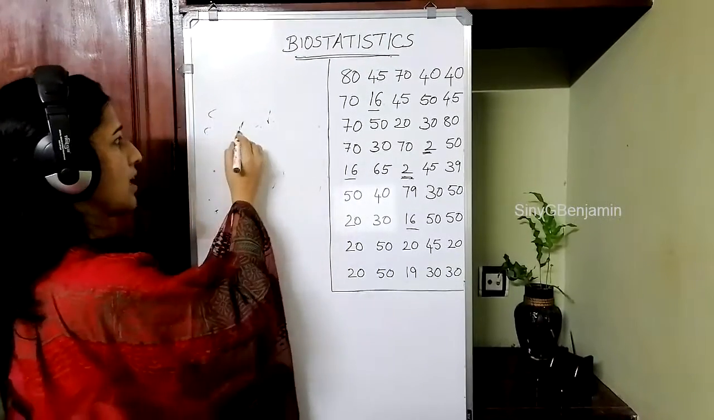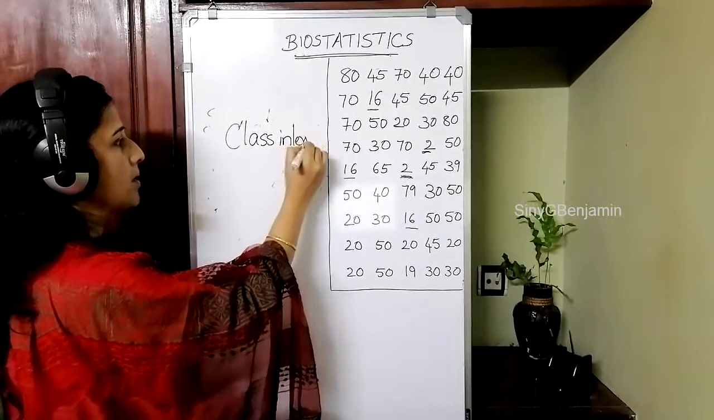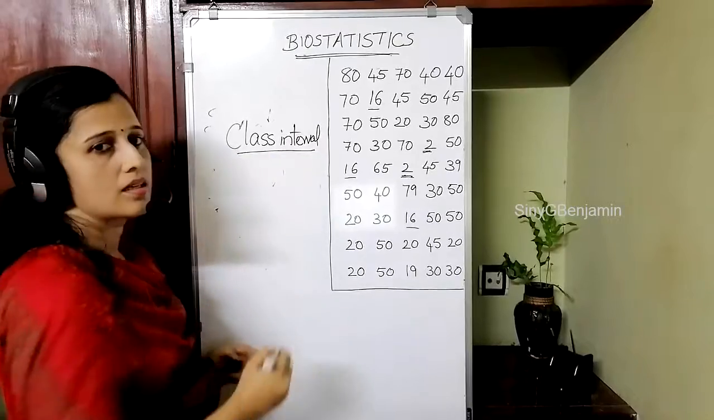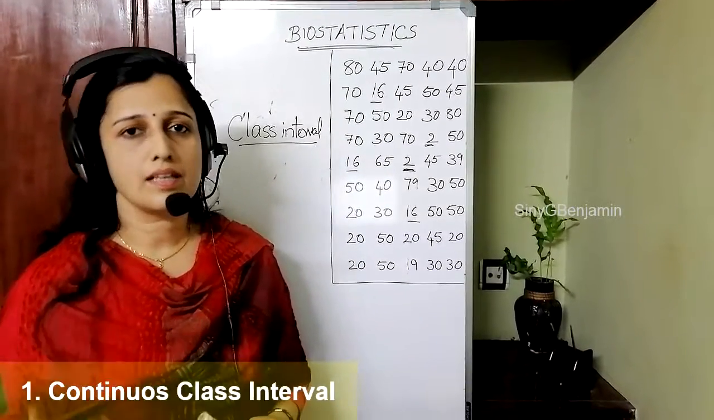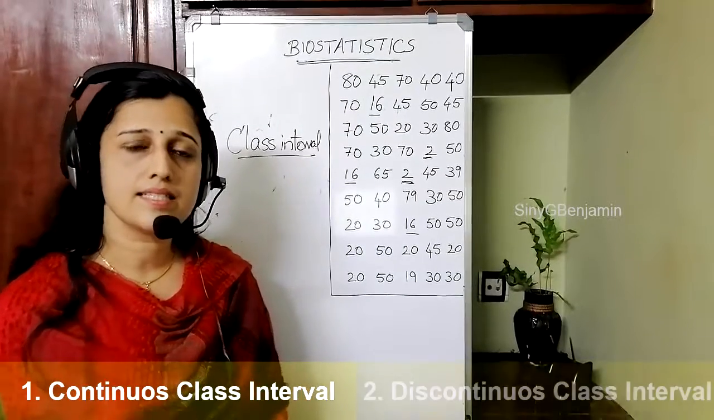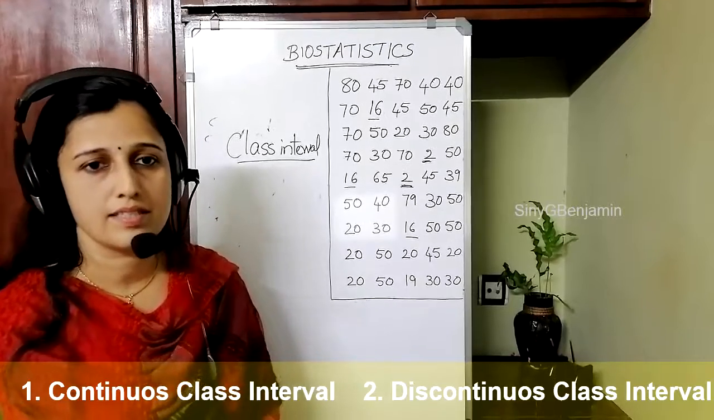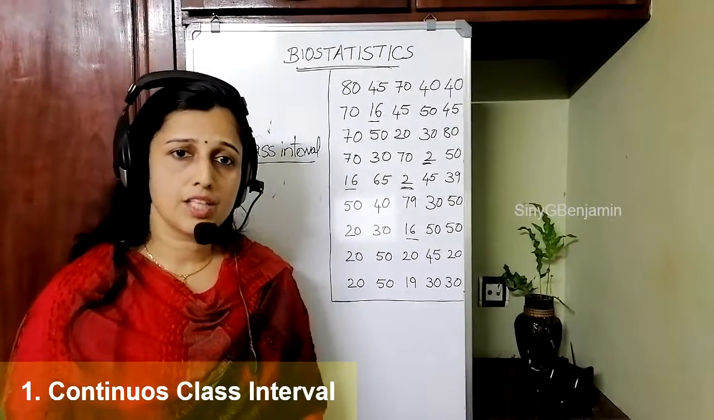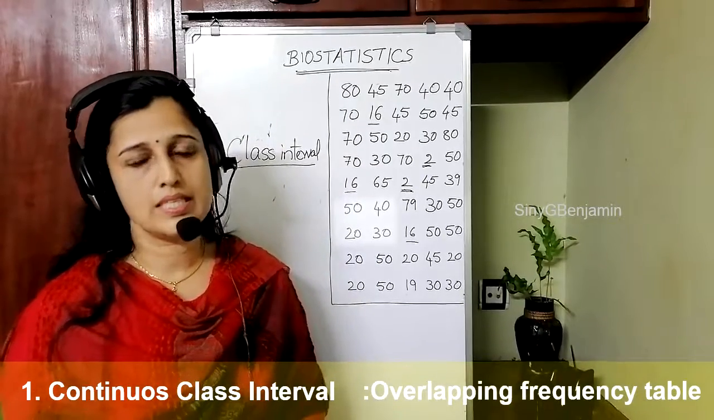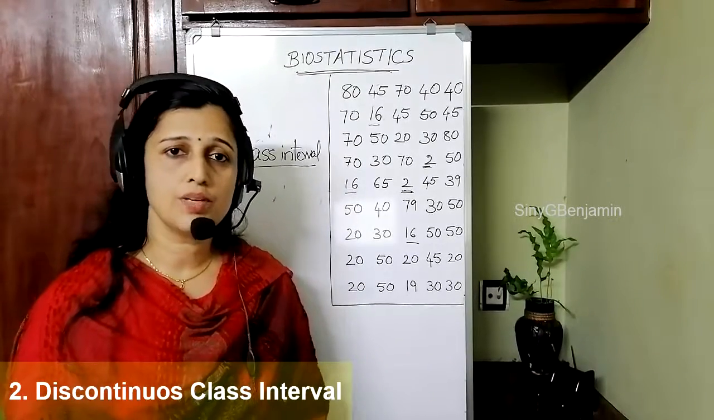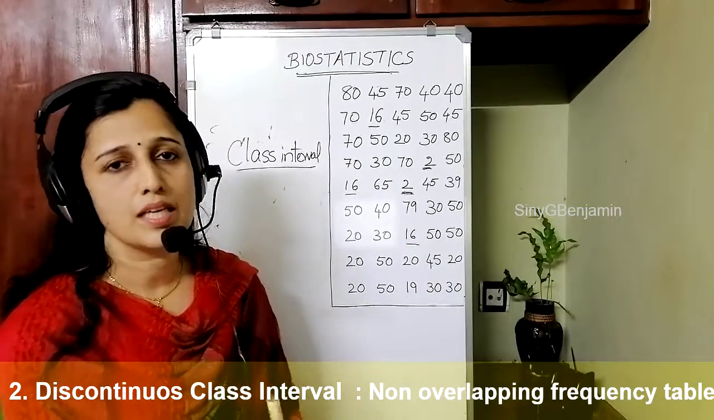Then coming to class interval, class interval is of two types: continuous class interval and discontinuous class interval. With the continuous class interval, we construct an overlapping frequency table, and with the discontinuous class interval, we construct a non-overlapping frequency table.